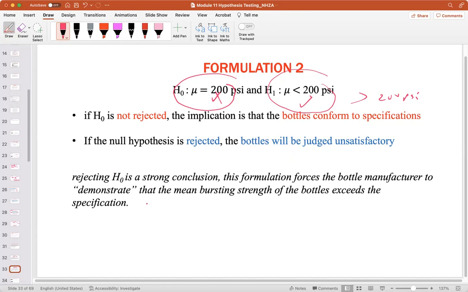Rejecting H naught. No, this is just repeating itself. I forgot to delete this.